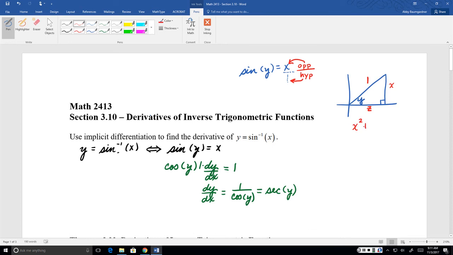We're not sure what it is, but we can find it out because we know that leg squared plus leg squared equals hypotenuse squared for a right triangle. So if I want to find out what z is, I would get 1 squared is 1 minus x squared. I'd get z by itself, apply the square root, and so I now know that this z is the square root of 1 minus x squared.